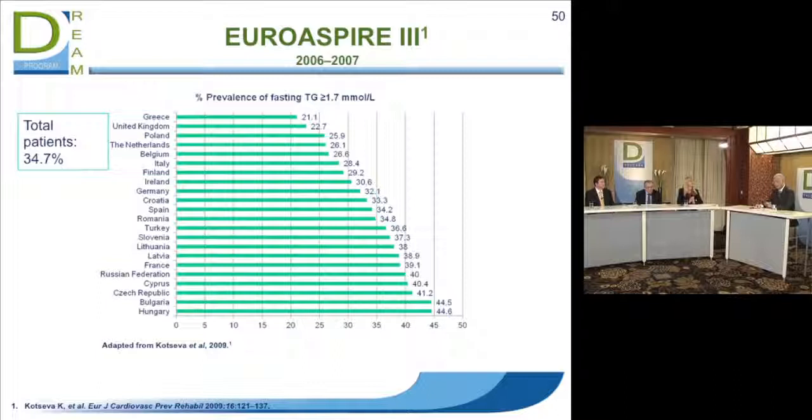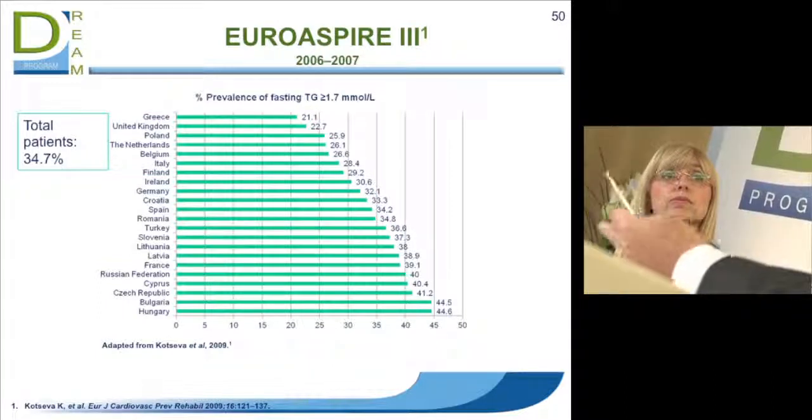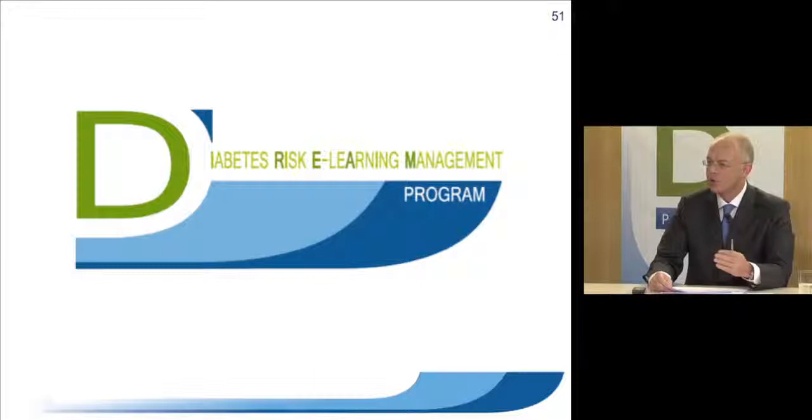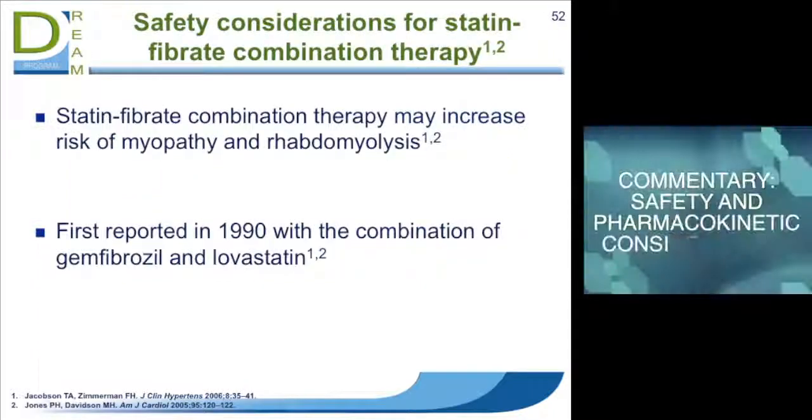Well, thank you. So it looks like the guidelines support combination therapy in this specific subset of people. These patients are quite commonly seen in clinical practice. How should they be followed up, both in general terms and in terms of safety issues? Safety considerations for statin fibrate combination therapy.